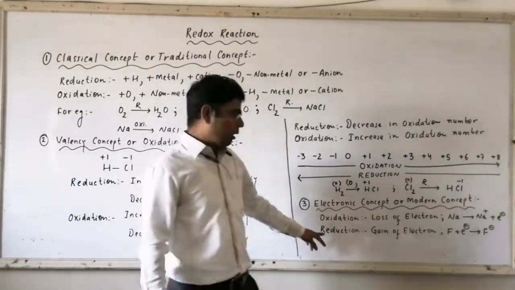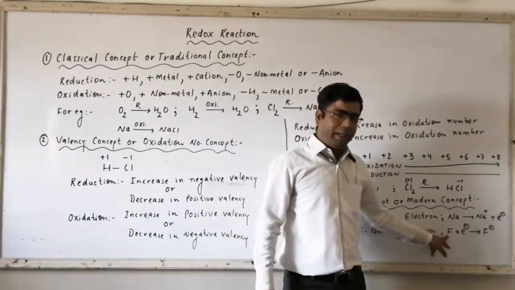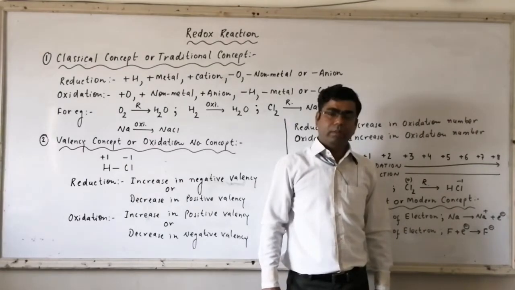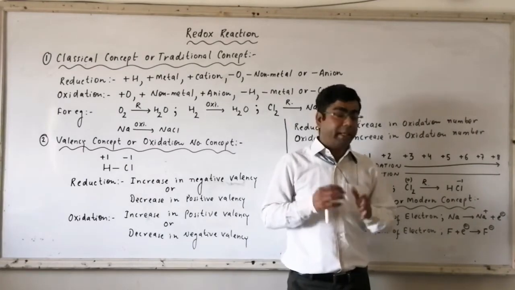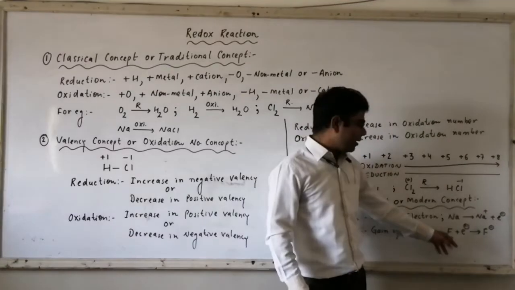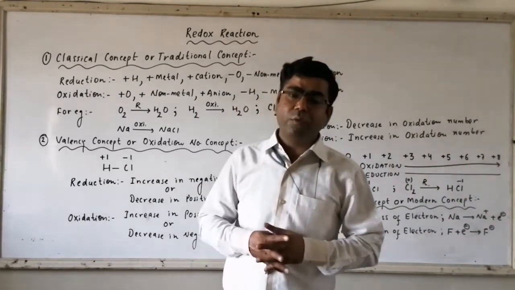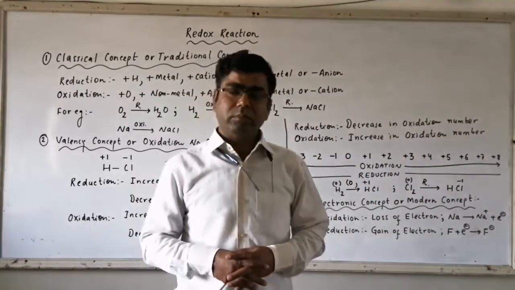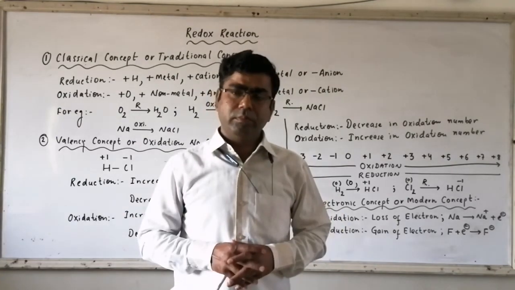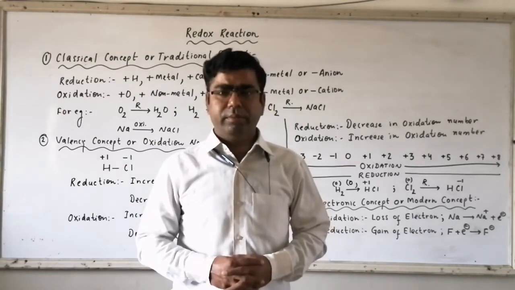Then what is reduction? Reduction is gain of electron. Fluorine, by gaining one electron, gets converted to F-. Fluorine is gaining an electron and gain of electron is reduction. So when fluorine gets converted to F-, this is called reduction of fluorine. That's all about the concepts of reduction and oxidation.